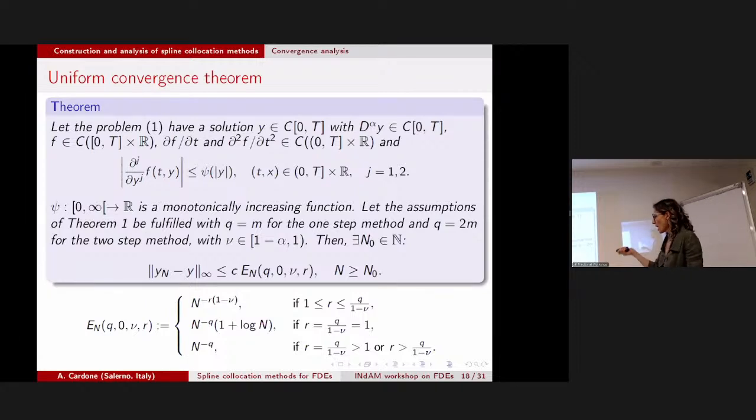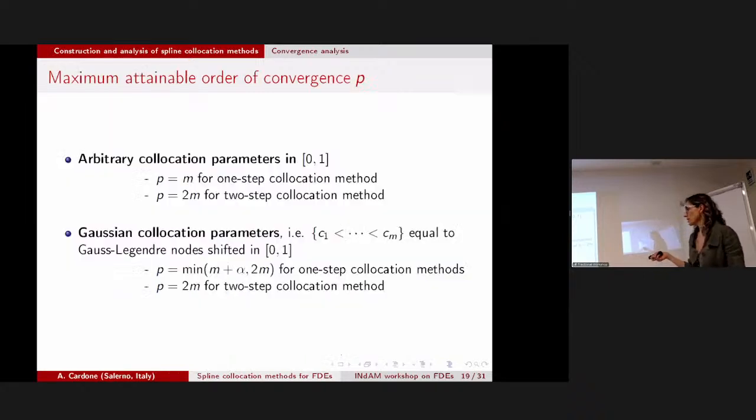And as you see, we have three different bounds depending on the values of the grading exponent r. Of course, the best case, so the fastest error decay, can be reached in the third case. In this case, we have that the order of convergence for the one-step collocation methods is m, and for the two-step collocation methods is 2m.